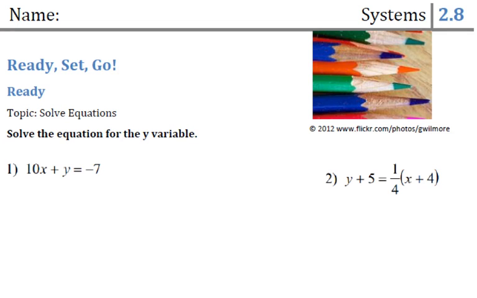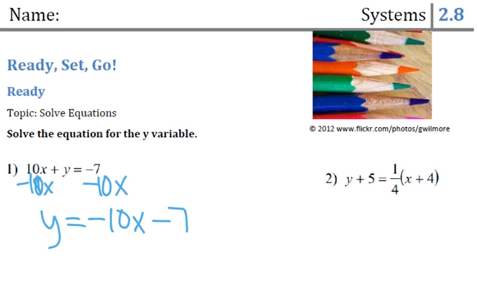Here we go with Systems 2.8. So the first one, we're just solving for the y variable. To do that, we just get the y variable by itself. So I subtract 10x from both sides. And because I can't combine the negative 7 and the 10, I just write y equals negative 10x minus 7. And we call it good.